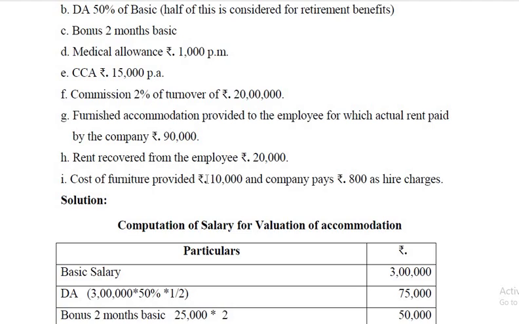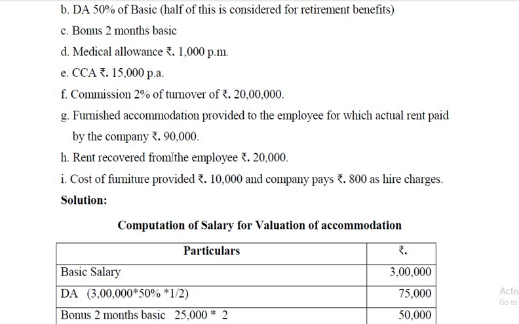Cost of furniture provided 10,000 and the company pays 800 as hire charges. So even furniture is a hired one. If it is hired one, hire charges should be taken. The cost has to be simply ignored. Supposing it is given here, cost of furniture provided is 10,000, that's all, nothing is given regarding the hire charges, then it is assumed that it's owned by the employer and therefore 10% of original cost to be taken. Of course, in this problem, it is hired one, hire charges should be taken.